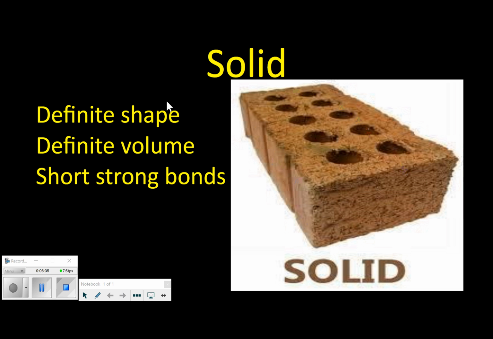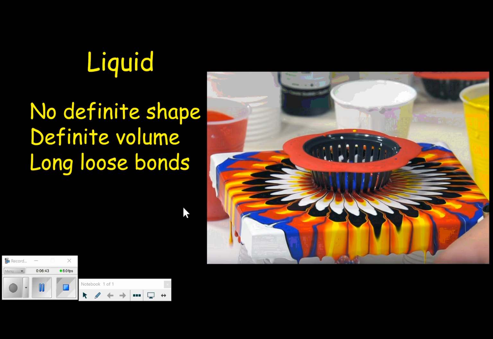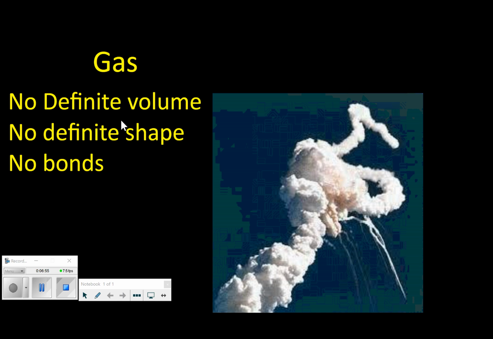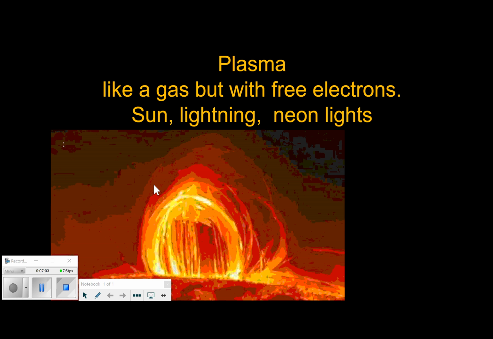A solid has definite shape, definite volume, and short, very strong bonds. A liquid has no definite shape. It has definite volume, and it has longer, looser bonds. A gas has no definite volume, no definite shape, and its bonds are broken. Plasma is like a gas, but it has free electrons. The examples are sun, lightning, and neon lights.